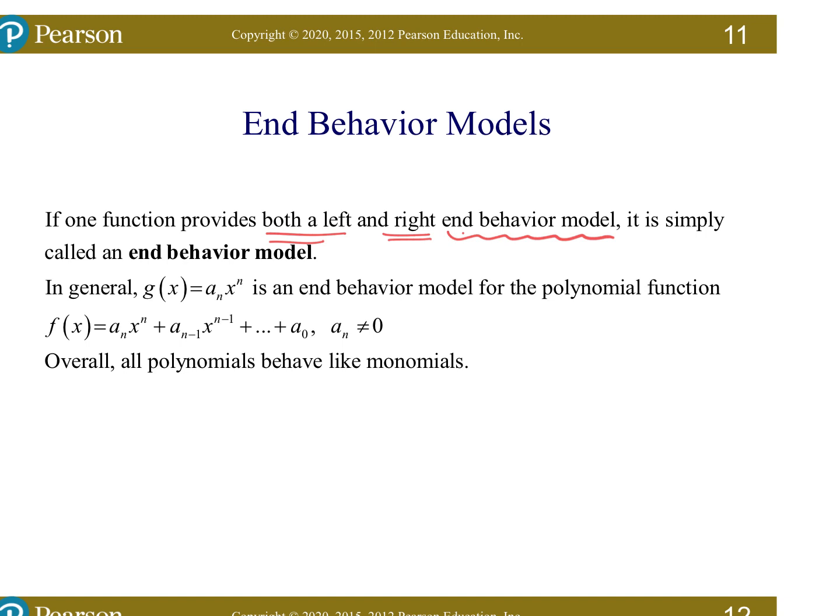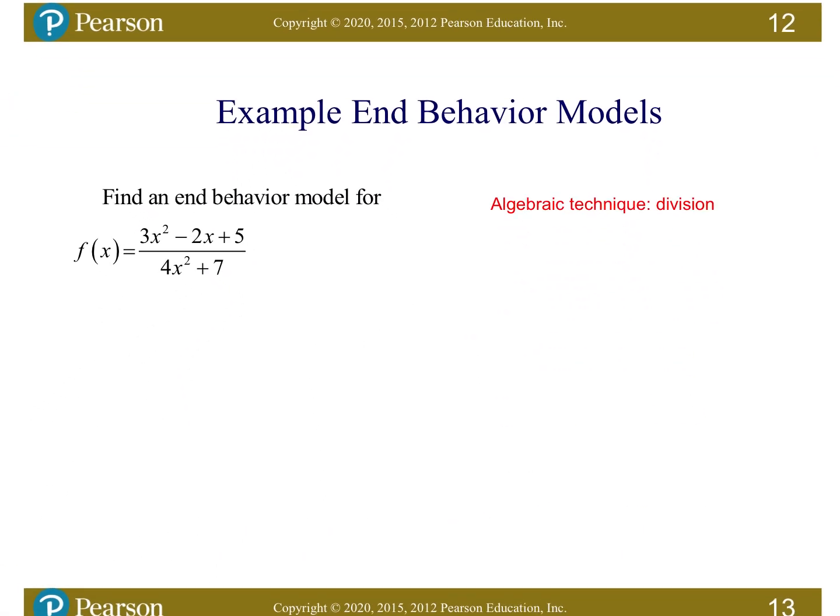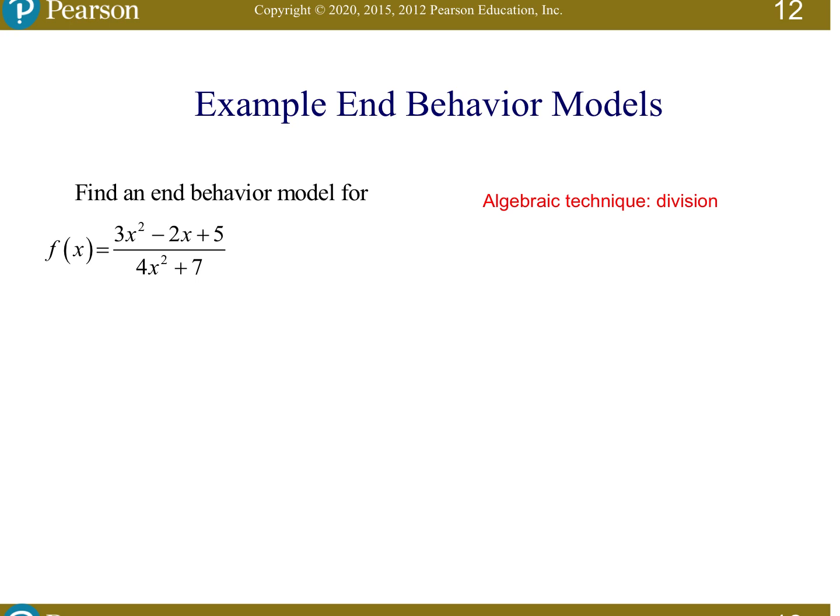They work really well when you are dealing with a polynomial. So a numerator that has a polynomial and a denominator. So maybe something like this. Find the end behavior model. If you translate that, that just means find the limit. So we will be finding the limit of f of x.